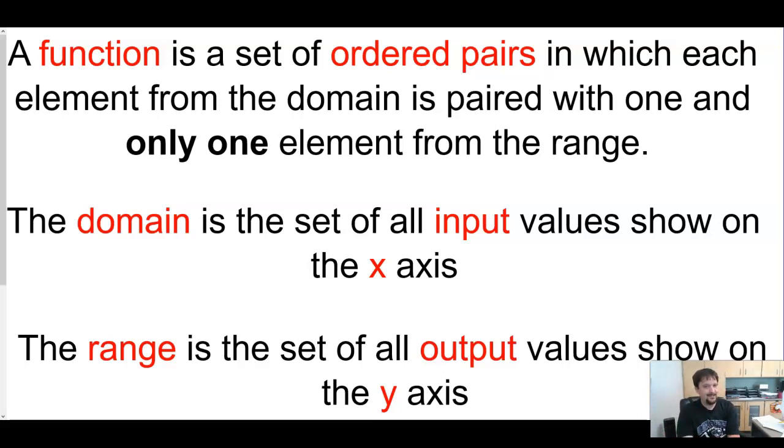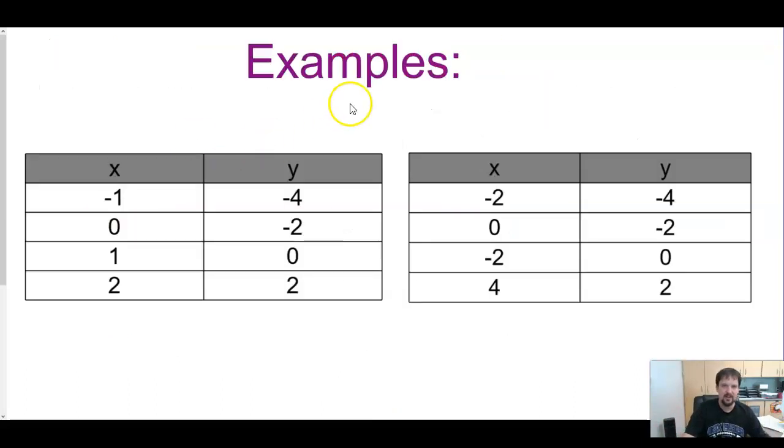What the domain is, it is the set of all input values shown on the x-axis, or our x values. Okay, and then the range is the set of all output values shown on the y-axis, or our y values. So essentially what that top definition is telling us is that in order to have a function, none of our x's can repeat. One x value has to go to one y value. X's can't repeat. So let's take a look at what I mean by that.